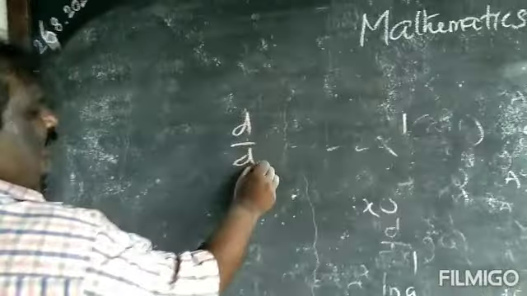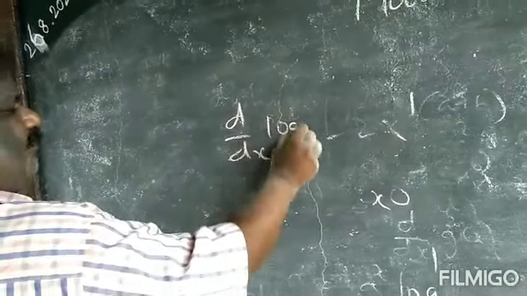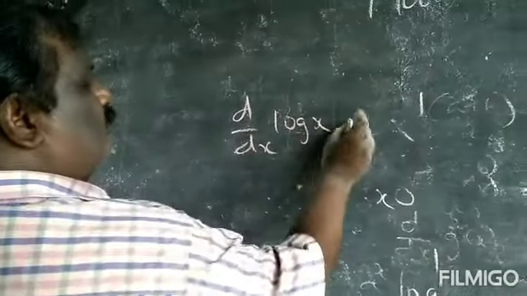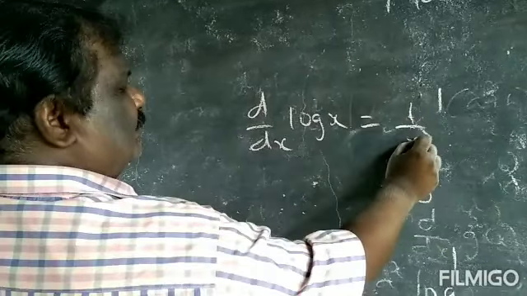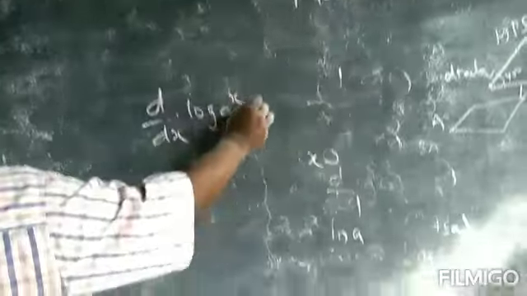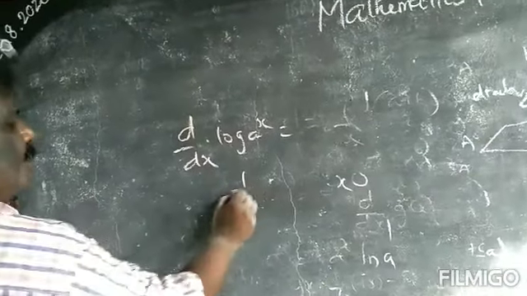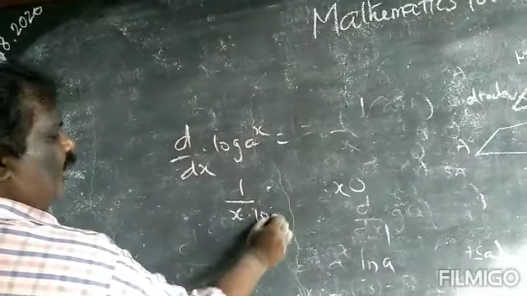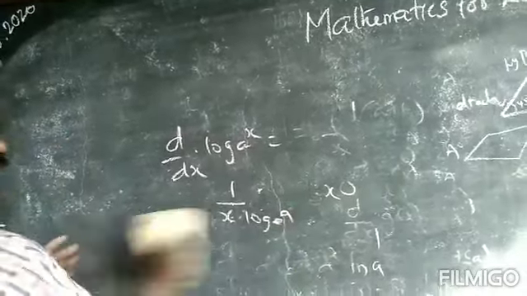d/dx of log x is equal to 1/x. d/dx of logₐ x is equal to 1/x times log ₐ e.